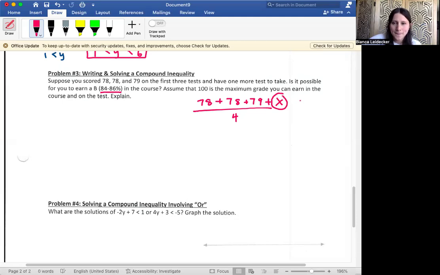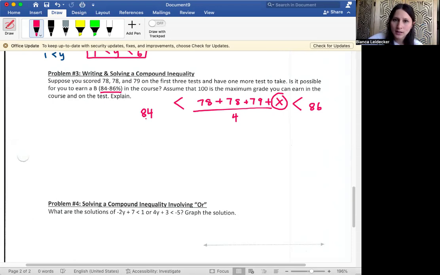Can it produce an average where your grade average is between 84 and 86, meaning this is going to be greater than 84 and, yeah, your value would have to be... or that 86, sorry, 86 would be the greatest value that you could have. So you're trying to figure out, can you earn a B?